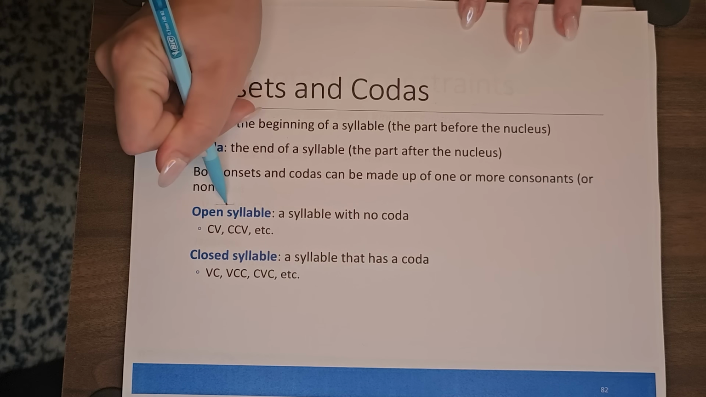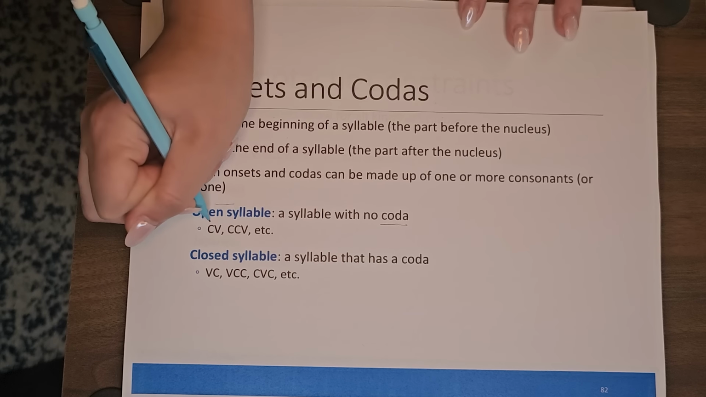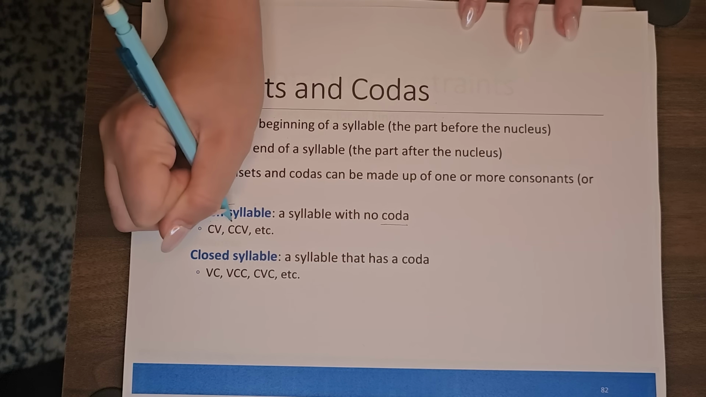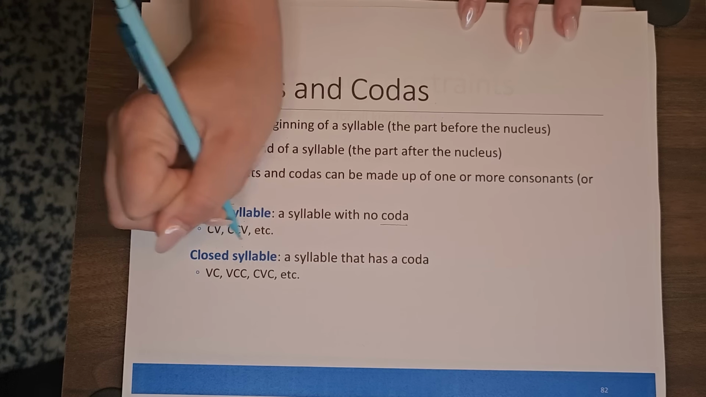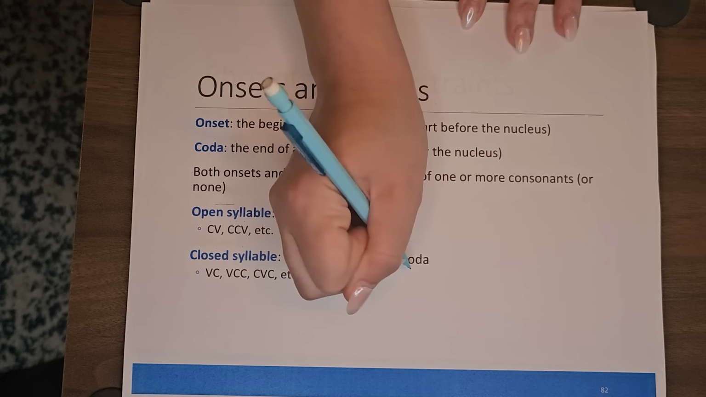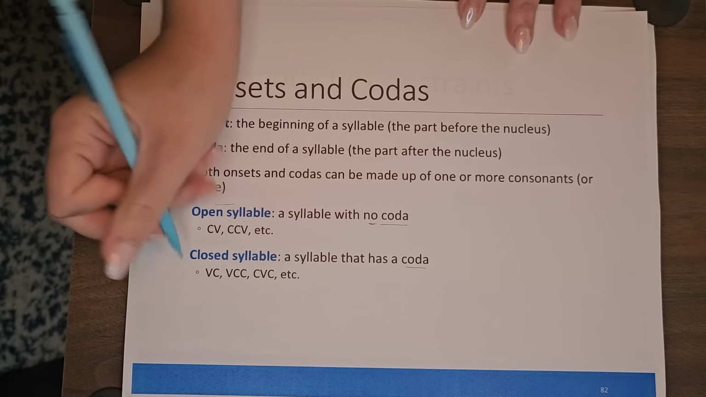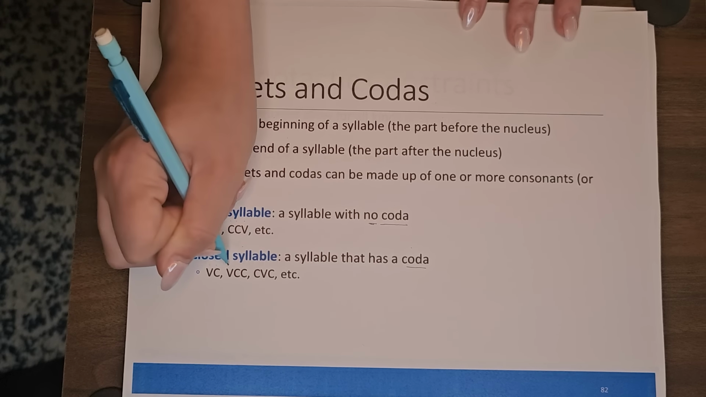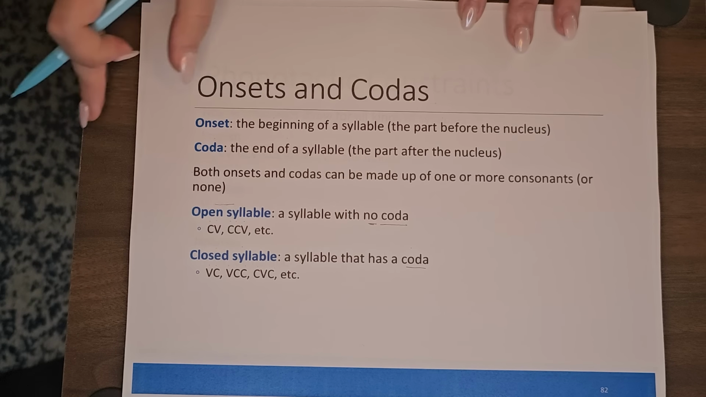An open syllable is a syllable with no coda, so just a vowel, or a consonant and a vowel, or a consonant, consonant, and a vowel. And closed syllables are syllables that have a coda, so no coda versus coda. So vowel, consonant, or consonant, vowel, consonant.